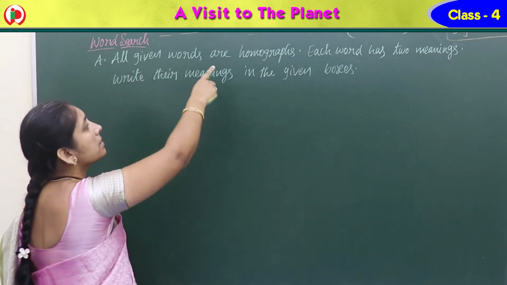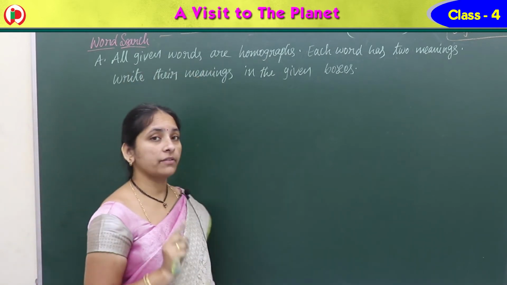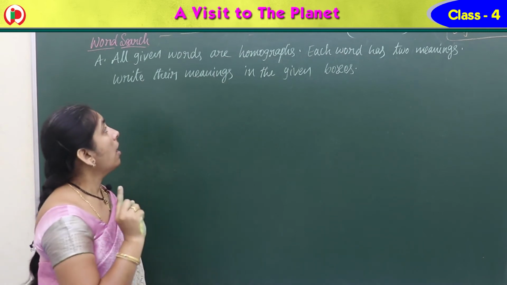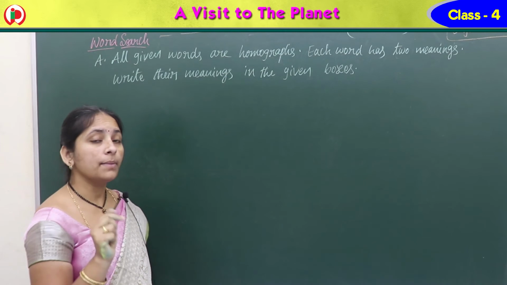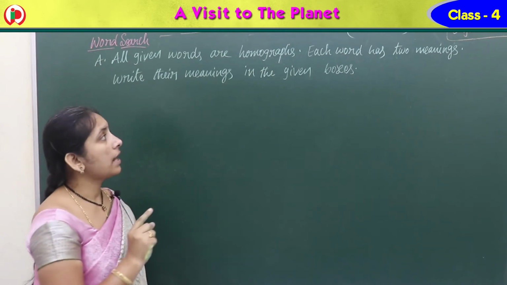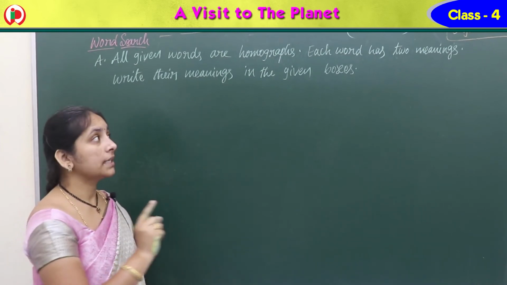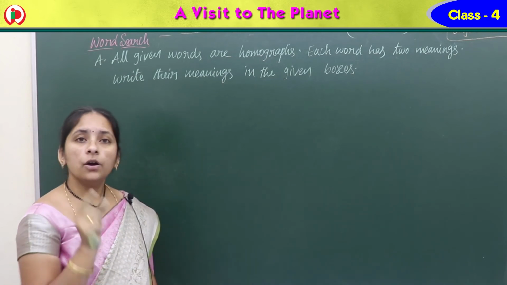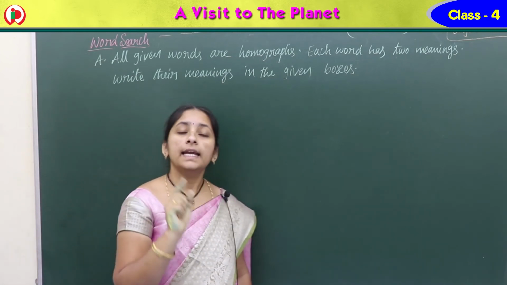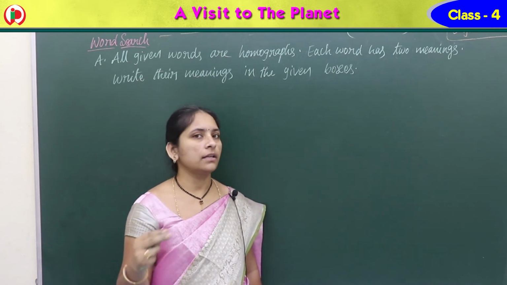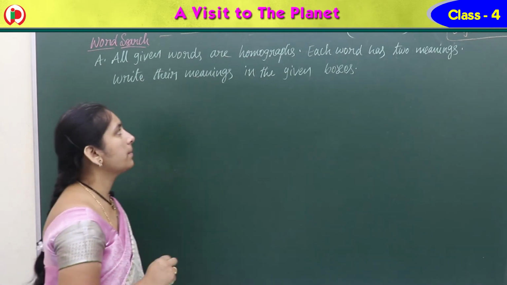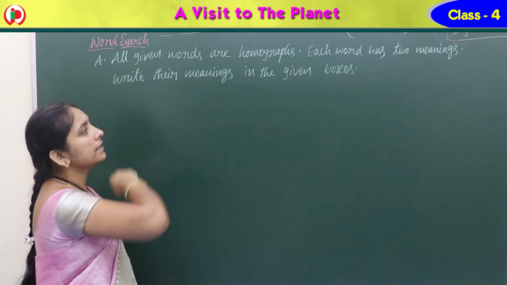All given words are homographs. New topic for this year. All given words are homographs. Previously you got it, but this year again. So homographs means each word has two meanings. Homograph means the word gives two different meanings, according to the sentence we should go. Write their meanings in the given boxes.